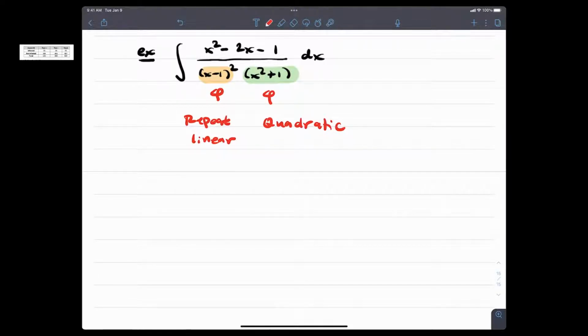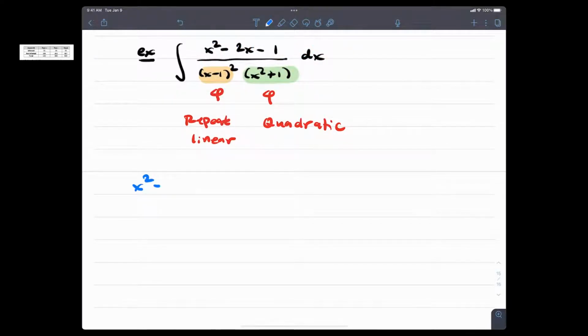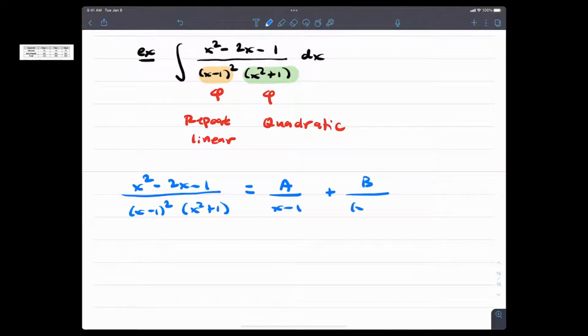So it's good to look at those and go, oh, okay, you got that. So in other words, for x squared minus 2x minus 1 over x minus 1 squared times x squared plus 1, since the first term is repeat linear, we'll put A over x minus 1, plus what? B over x minus 1 squared, plus cx plus d over x squared plus 1.